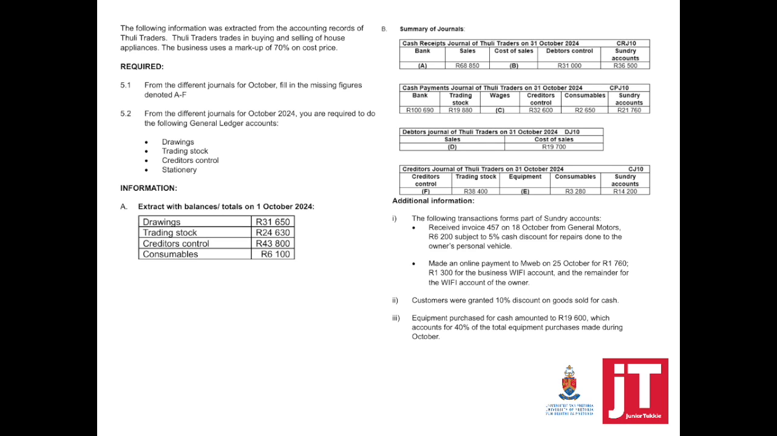Question number 2. From the different journals for October 2024, we are required to do the following general ledger accounts. So they haven't asked you to do all of it, only some of it, which is drawings, trading stock, creditors control, and stationery. And that's why you would see it's an extract with the balances and totals on the 1st of October, only from those accounts which is required for us to complete in question number 2. Always make sure before you start with this now, solving A up to number F, that you read the additional information. Okay, so this is very important.